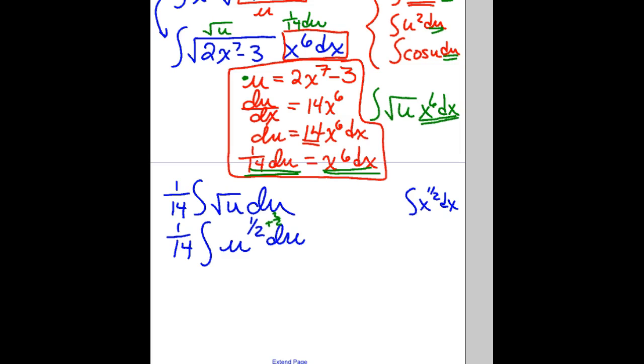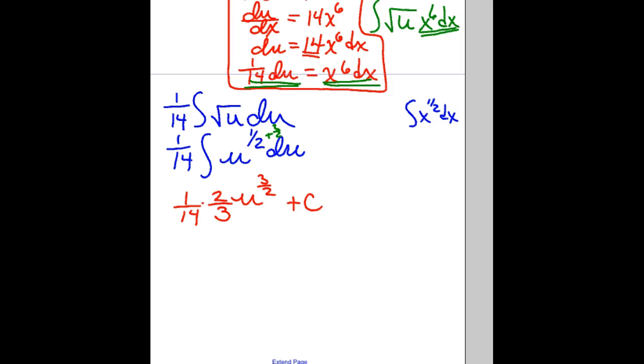So it's going to be u to the 3/2. Then we divide by 3/2, which gives us a 2/3 out front. We also have the 1/14 fraction correction. We have Carl, and now we just need to clean this up. I end up on the bottom with a 2/14 times 3, or equivalently a 1/21, u to the 3/2 plus Carl.